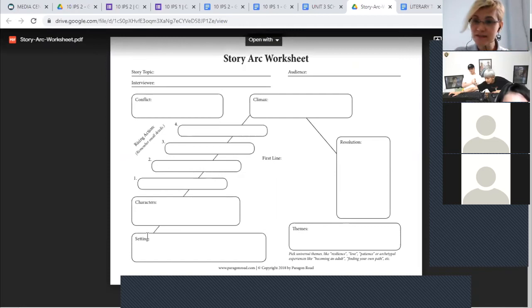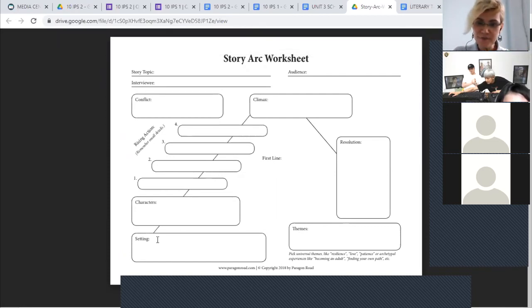So it always starts with a setting. Now you guys need to remember, setting, what is so important about the setting? Yeah, time, place, and characters. That's basically it. When does the story take place? Where does it take place? And who are the characters?